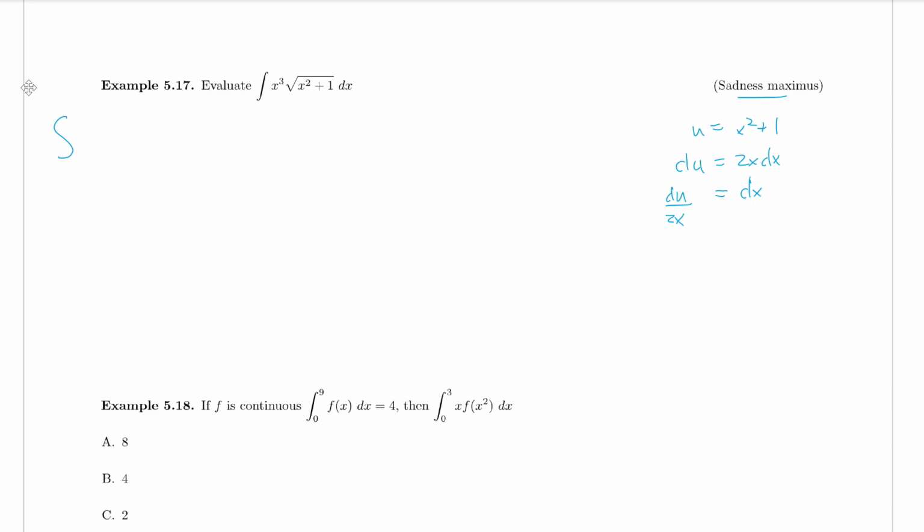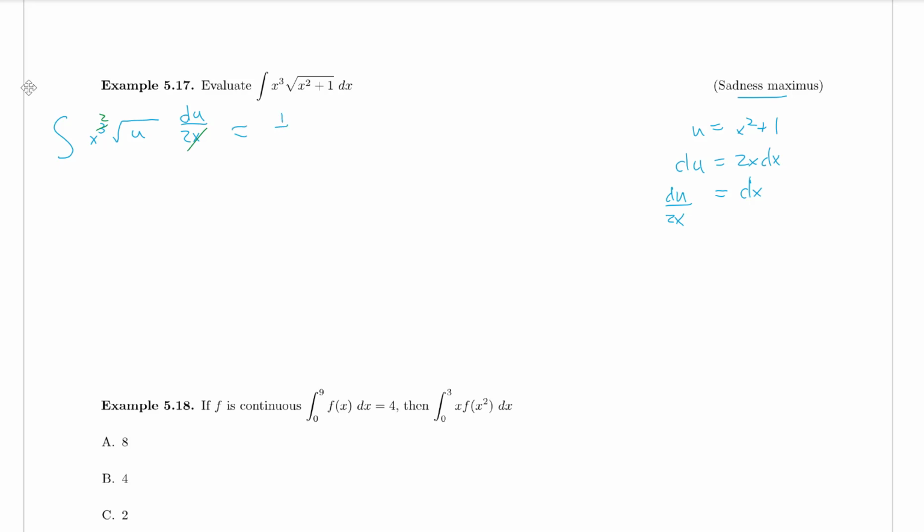So if we have the integral here, I'm going to leave our x cubed right there. We have the square root of u, because that is our u. And then dx is equal to du over 2x. So we're going to be able to get one of these x's to cancel, but not both of the x's, or not all three of the x's.